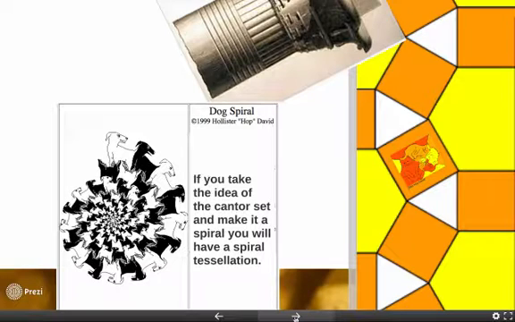Now, here's another picture by Hollister David. Now, if we took the idea of the Cantor set and we put it into a spiral, we're going to have a tessellation that looks like this. Again, we could go on infinitely if we had the ability to. So this is called a spiral tessellation. Here's another example. Kind of cute.